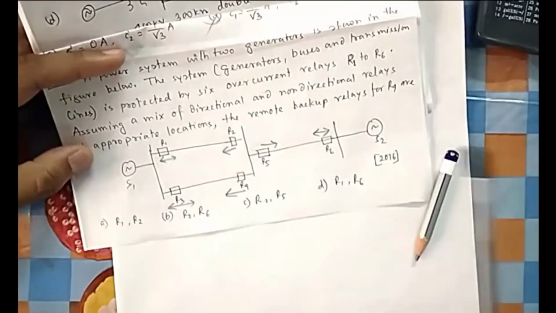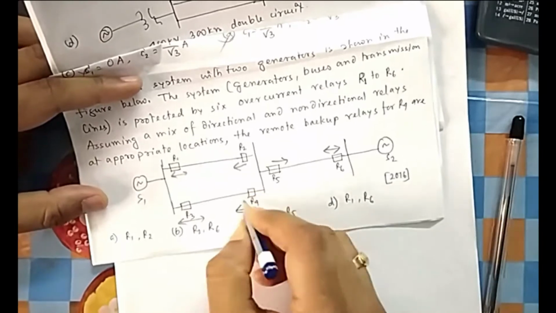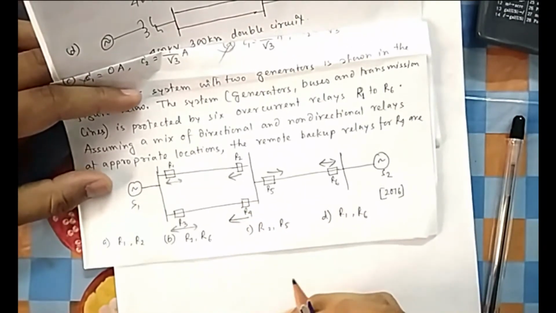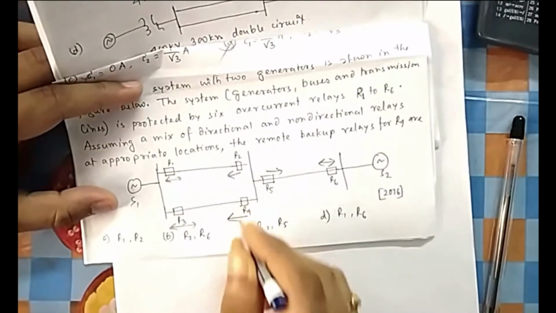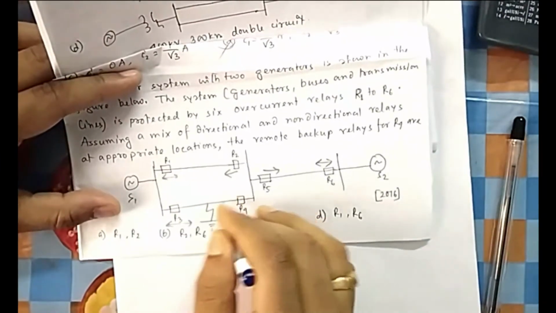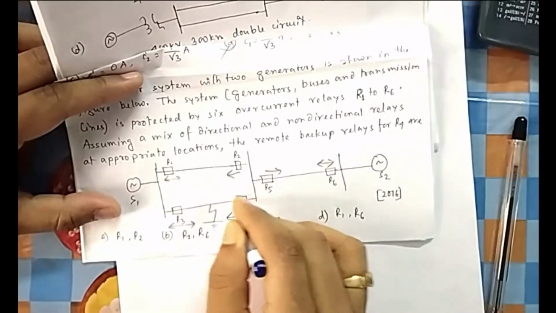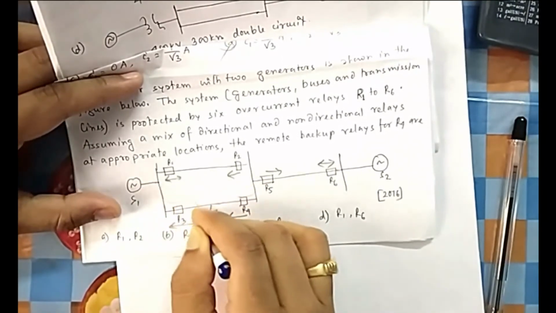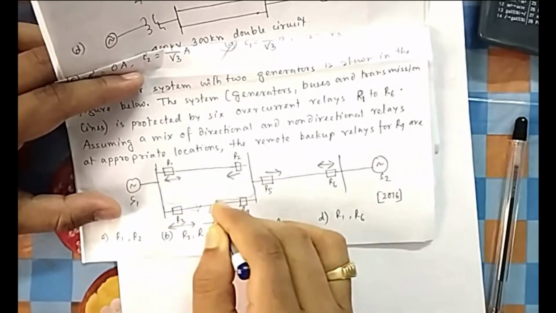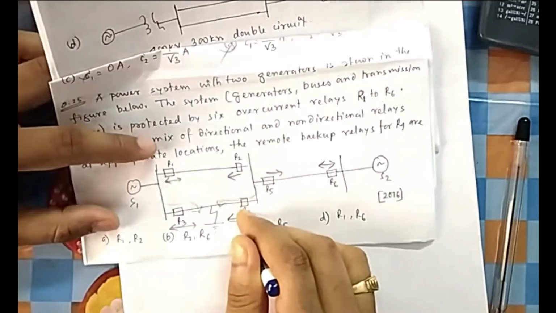Now they are asking you for the remote backup for the relay R4. So if R4 is not working, then which relay should work as a backup for this? R4 not working means somewhere a fault has occurred here. So R3 and R4, because current can come from here, and current can come from this side also, because on this side also a generator is there. So these two should trip. So R4 is not tripping, which one is the backup?